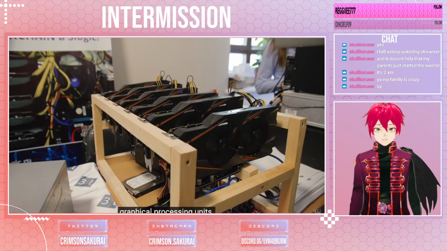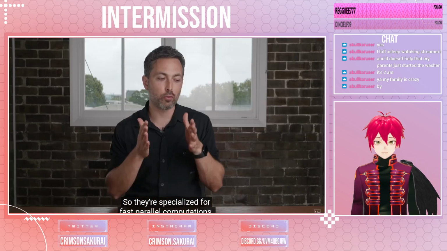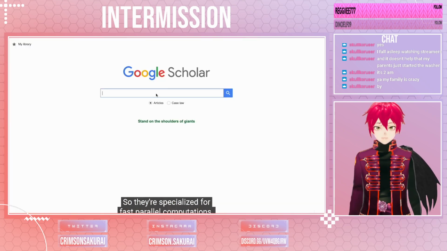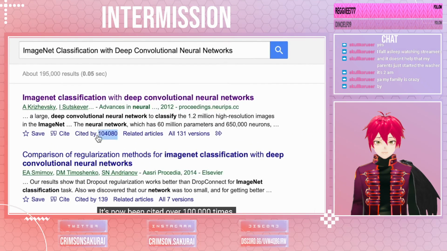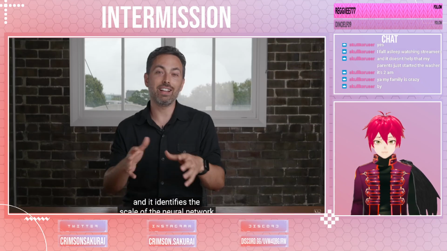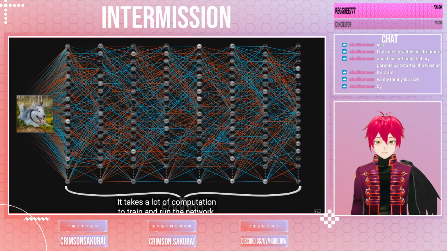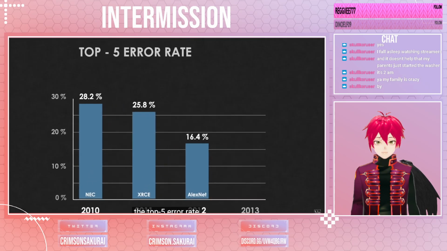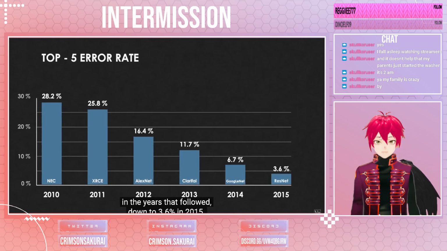The team managed it by pioneering the use of GPUs, graphical processing units, which are traditionally used for driving displays, screens. So they're specialized for fast parallel computations. The AlexNet paper describing their research is a blockbuster. It's now been cited over 100,000 times, and it identifies the scale of the neural network as key to its success. It takes a lot of computation to train and run the network, but the improvement in performance is worth it. With others following their lead, the top 5 error rate on the ImageNet competition plummeted in the years that followed, down to 3.6% in 2015.